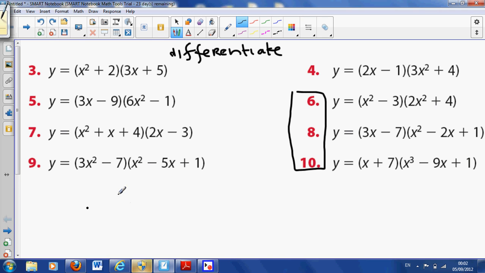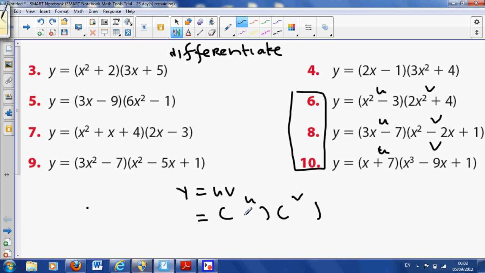So the rule for differentiating is you'll end up with y equals u multiplied by v. Now, what u multiplied by v means is two things multiplied by each other. And this can come in the form of usually one bracket multiplied by another bracket, okay? So the first bracket is usually u and the second bracket is v. So for the question 6, that'll be u, that'll be v. This one here will be u, this will be v. This one here will be u, and this one here will be v, okay?